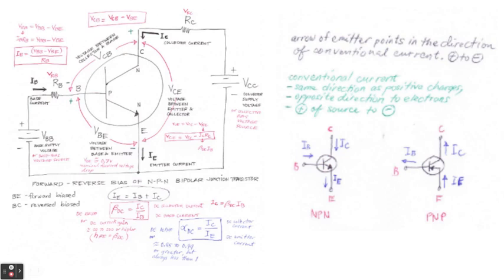Now, for the BE, this is again forward biased, and the BC must be reverse biased. And we call this circuit the forward-reverse bias of an NPN bipolar junction transistor.